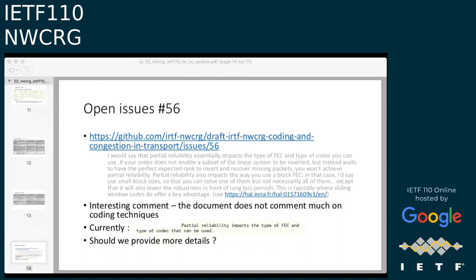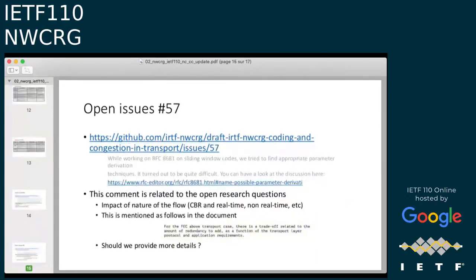The next slide covers another issue that was more related to the appropriate parameterization techniques. You pointed out to us RFC 8681. Indeed, I think these points impact a lot on the flow that we are considering, whether it is constant bit rate and real time, or non-real time. That is what you have, at least in the appendix that you showed us. At the moment, we just answer by saying that there's a general trade-off between the amount of redundancy to add depending on the transport layer and requirements. We do not go into more detail. I don't know if you think we should provide more detail, or you think this covers the issue, or something deeper?